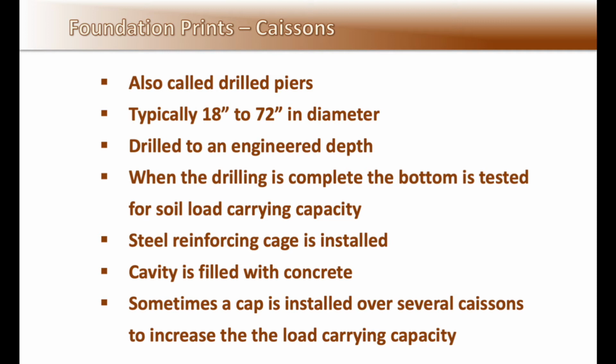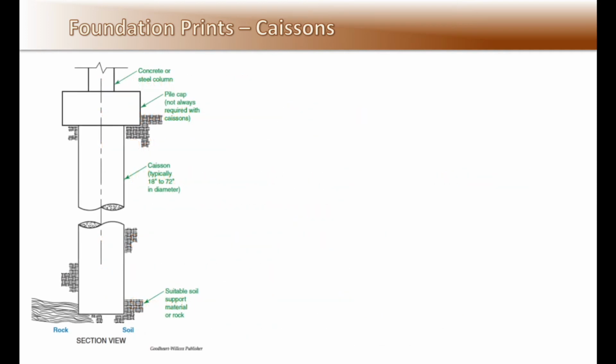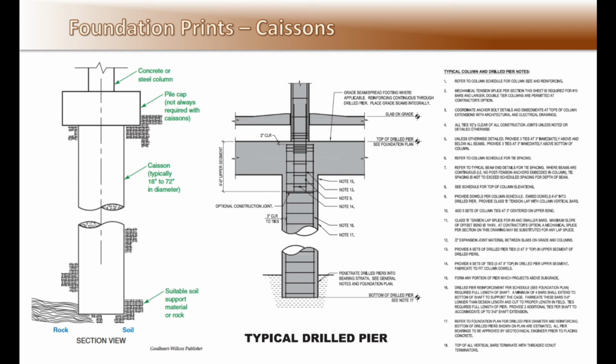When the drilling is complete, the bottom is tested for soil load carrying capacity, and then a steel cage is installed. Next, the cavity is filled with concrete. And sometimes a cap is installed over several caissons to increase the load carrying capacity. Also note typical column and drilled pier notes.